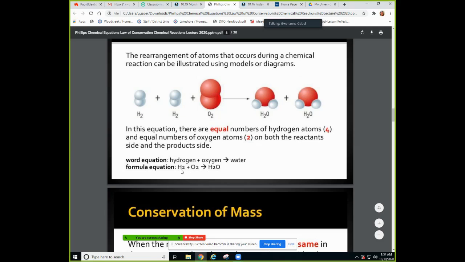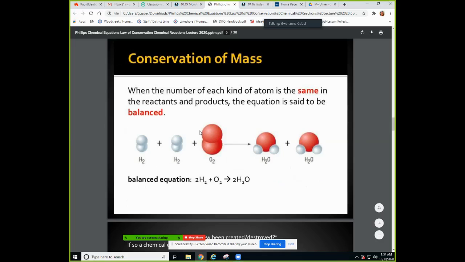Do you see why it's incorrect though? H2, there's 2 atoms of oxygen on the reactant side, but there's only 1 atom of oxygen on the product side. That can't be accurate. There has to be 2 atoms of oxygen on the product side as well. So this chemical equation right here is incorrect.